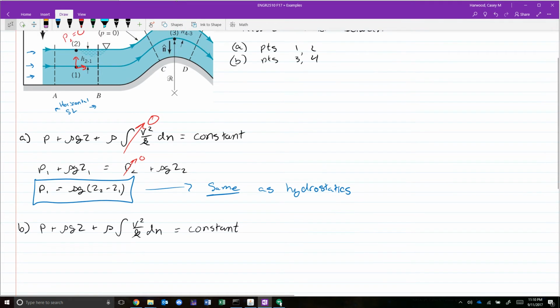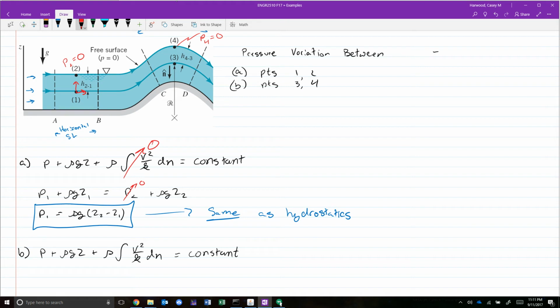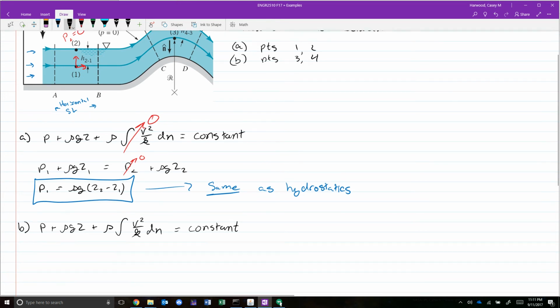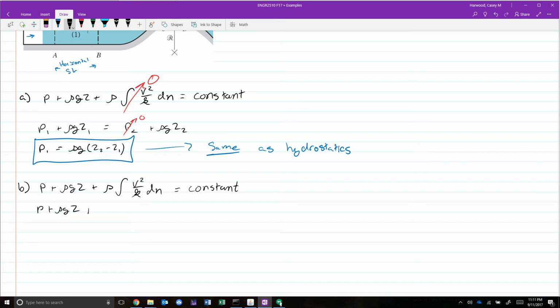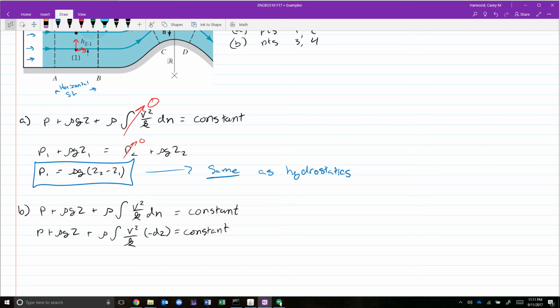Now, there are a number of ways in which we could approach this, but the easiest way is by recognizing that at points 3 and 4, the normal vector, which always points inward towards the center of curvature, is parallel to negative z. Those are collinear coordinate directions, but pointing in opposite directions. So if we make that substitution, P plus rho g z plus rho integral of V squared over R times negative dz equals constant, then that at least appears to be a somewhat friendlier integral, because we're dealing in coordinates in which we're already speaking, if we're working in Cartesian coordinates.